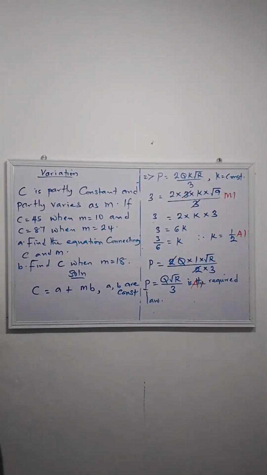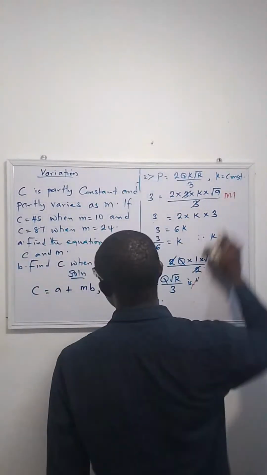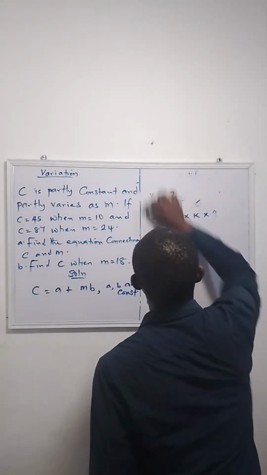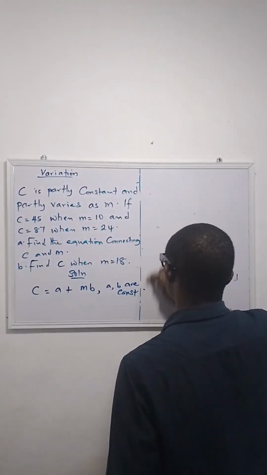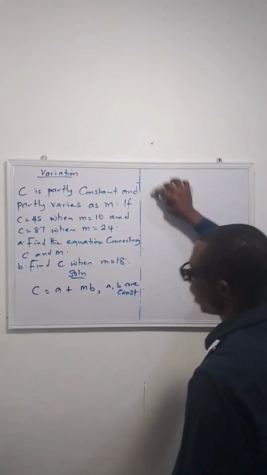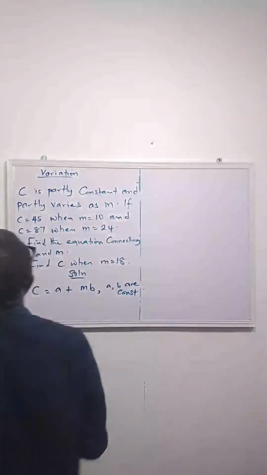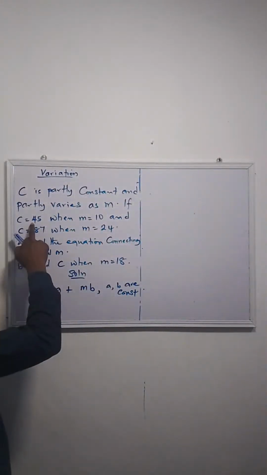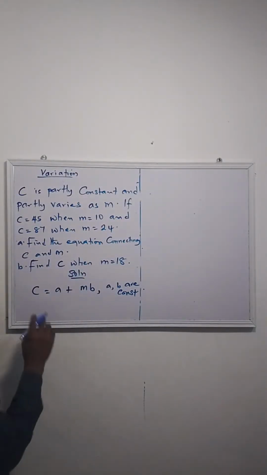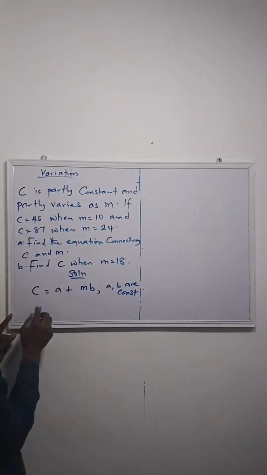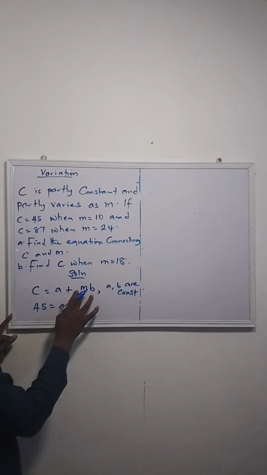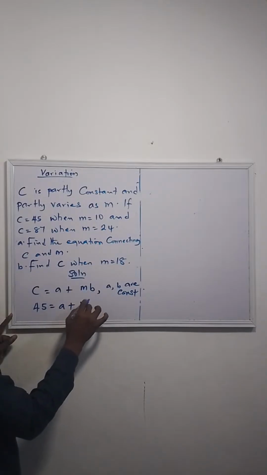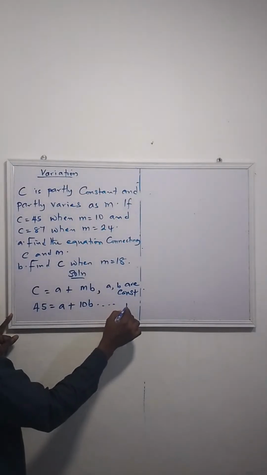So now the next thing is to plug in the values of C and M given in the question into the equation we have here. C is 45, while M is 10. So we have 45 equals A plus M, which is 10B. We call this equation 1.